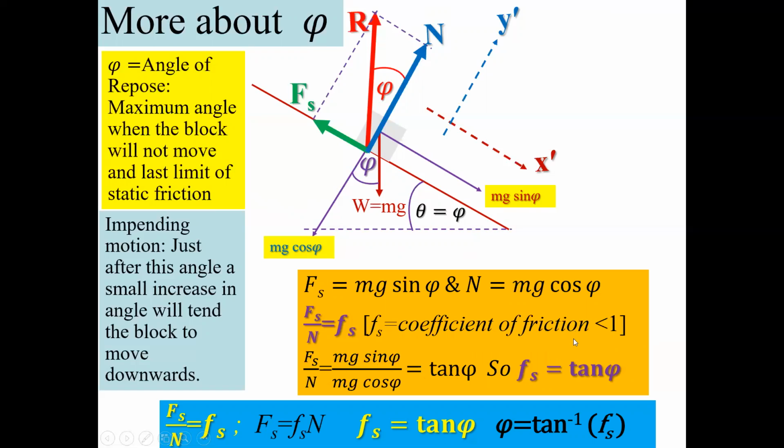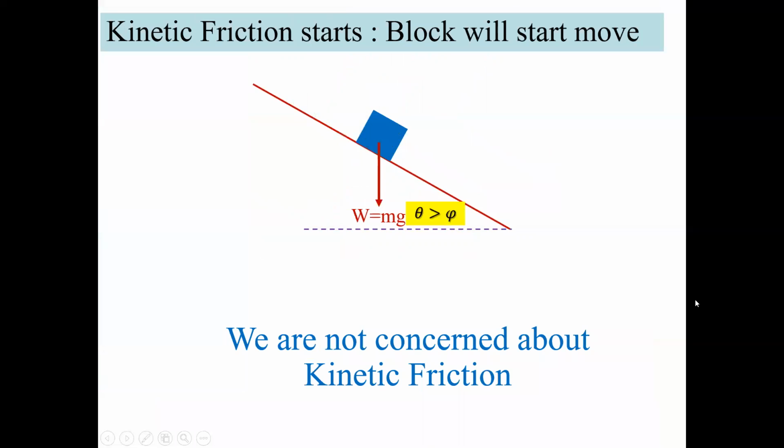So we said the coefficient of friction is the ratio of frictional force Fs and normal force N. From here we can write these four formulas which will be required for our problem solving. Fs by N is equal to mu s, we have proved. From here we can write Fs is equal to mu s into N, and mu s is equal to tan phi. So phi is equal to tan inverse mu s. We have to find this phi a number of times.